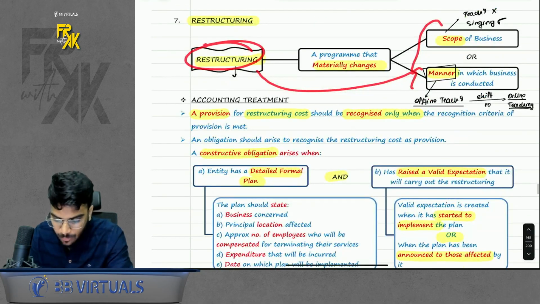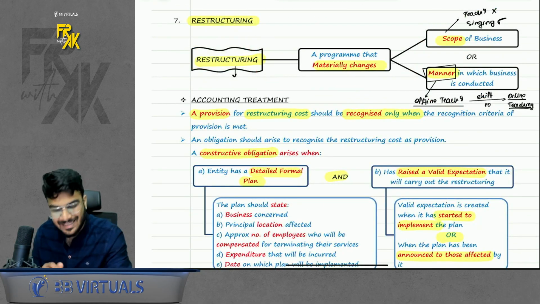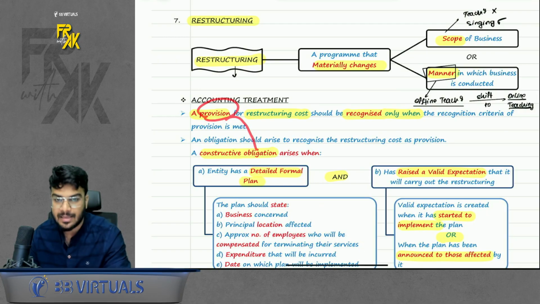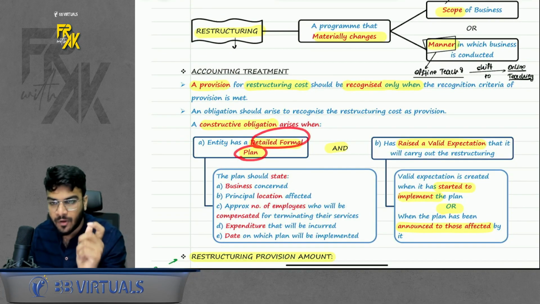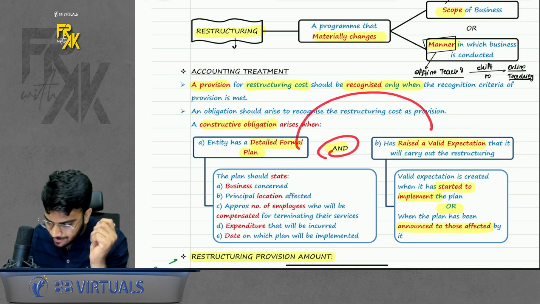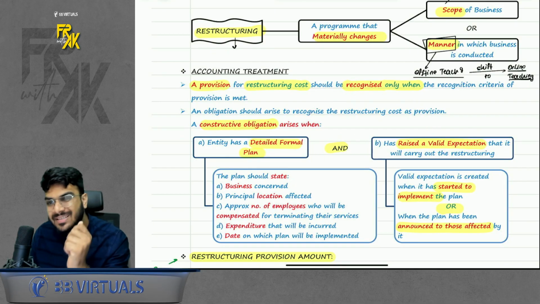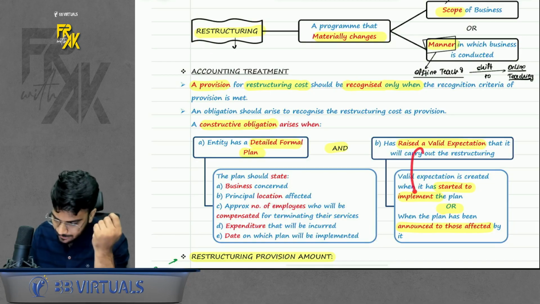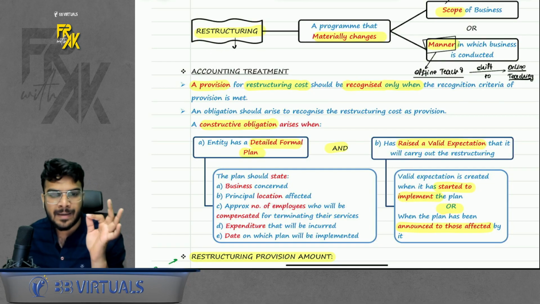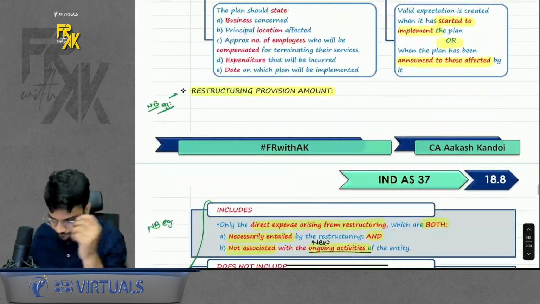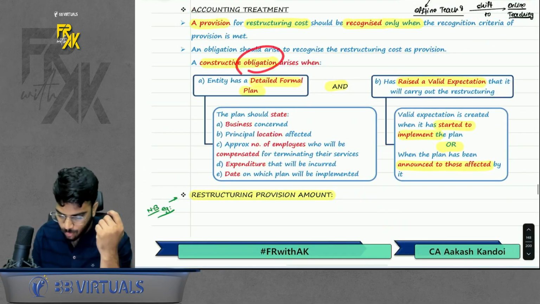If you decide to restructure, should you book a provision? Yes, but only when an obligation arises. And when does the obligation arise? Only when you have prepared a detailed formal plan and you have created a valid expectation. And how is a valid expectation created? Either you have started to implement the plan or you have announced this plan to those affected by it. Okay. If obligation arises, you will have to create a provision.